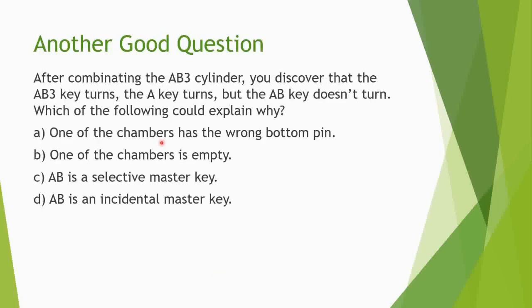Here's another way that the question could have been written. After you combine the AB3 cylinder, you discover AB3 key turns, the A key turns, AB doesn't turn. Which of these could explain why the AB key doesn't turn? Well, the correct answer is C. One possibility is that AB is a selective master key. That could explain why the AB key doesn't turn.